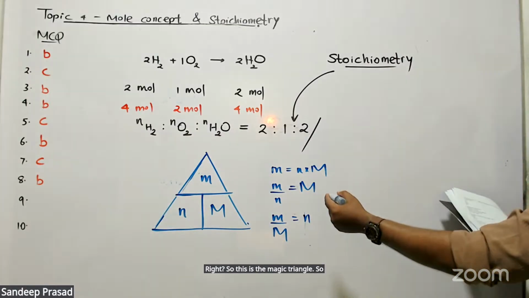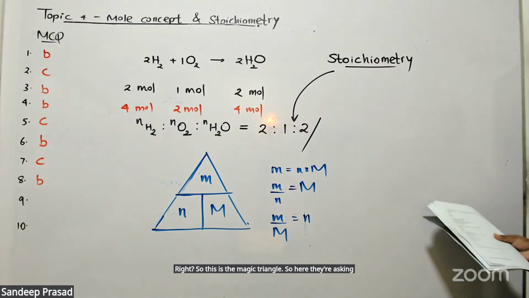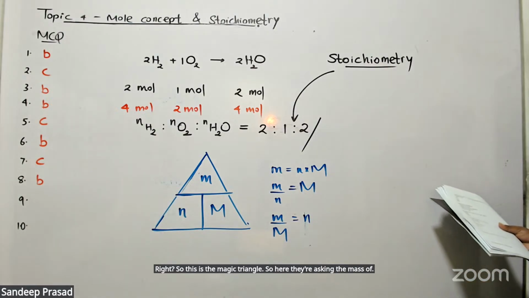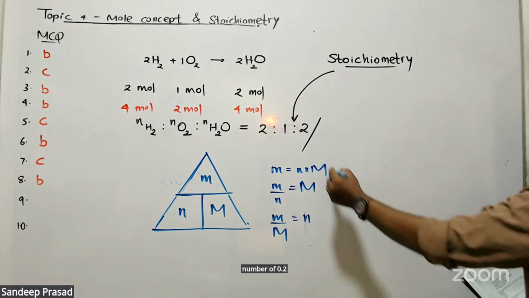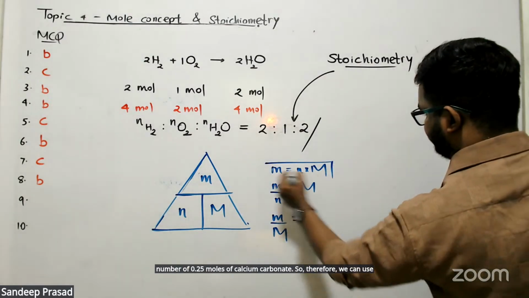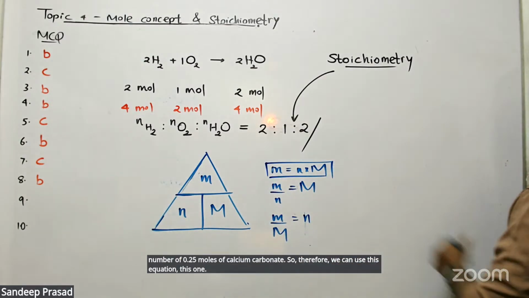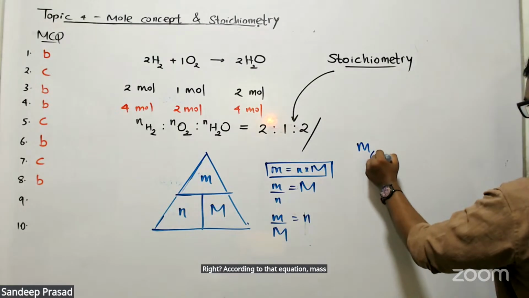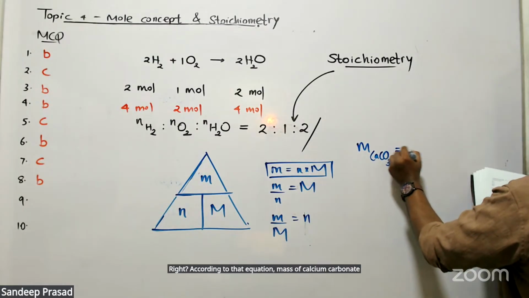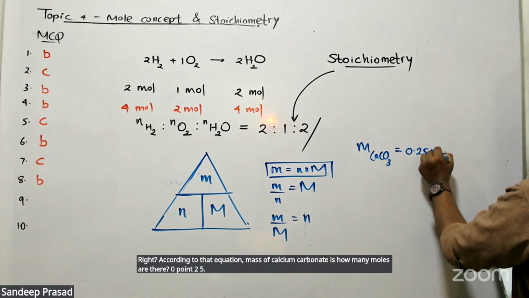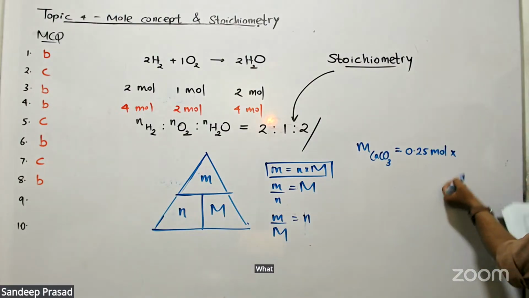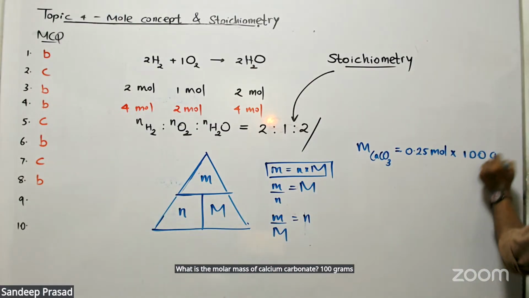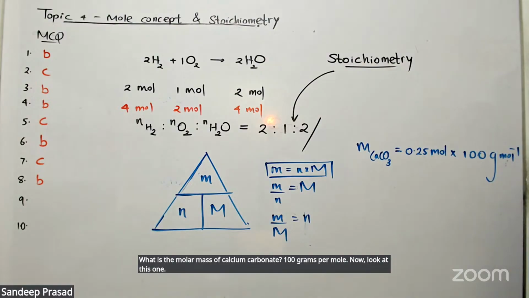Here they are asking the mass of 0.25 moles of calcium carbonate. So we can use this equation, right? According to that equation, mass of calcium carbonate is: how many moles are there? 0.25. What is the molar mass of calcium carbonate? 100 grams per mole.